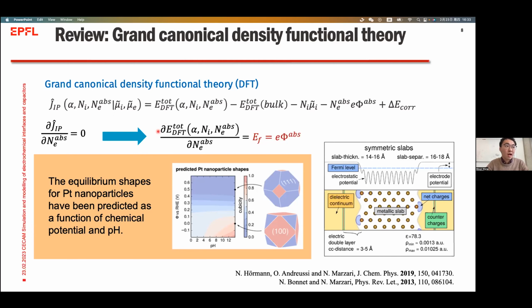Thanks to Janak's theorem, we have the Fermi energy here. So in grand canonical DFT calculations, the goal is to set the Fermi energy equal to an input absolute potential. Then the grand canonical DFT calculation can be performed. For example, in this paper, the shapes of nanoparticles can be predicted as a function of the chemical potential and the pH.